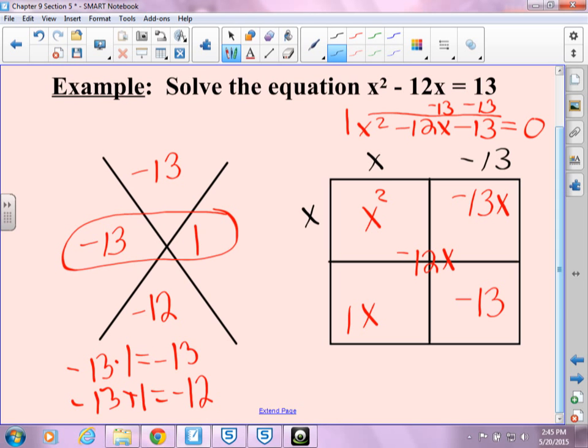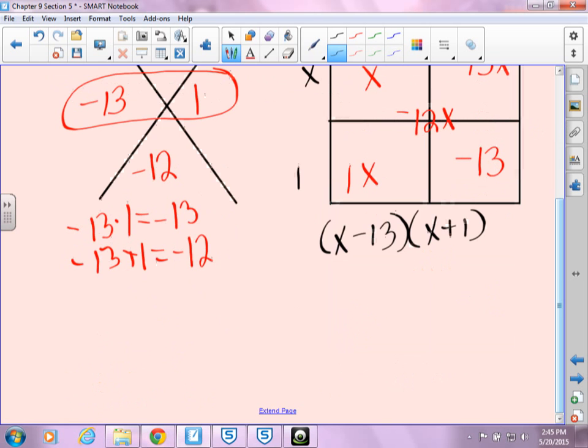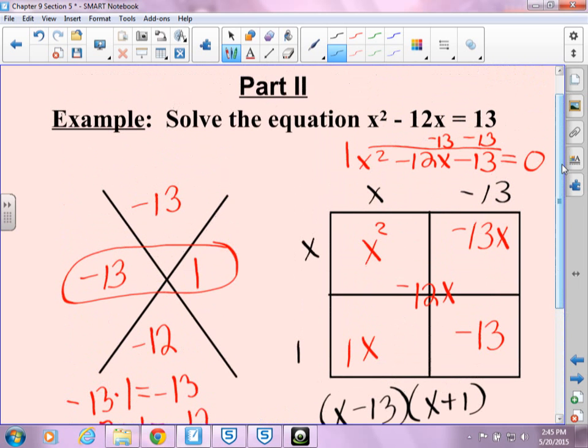X times what gives me 1x, and that's 1. And of course, 1 times negative 13 gives me negative 13. So my factoring then gives me x minus 13 and x plus 1. Right? So now I factored it. But you'll notice that the problem didn't just ask me to factor it, it asked me to solve.